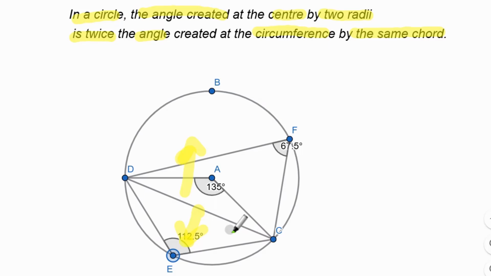And then also you realize that they are all being created by the same arc. This is in this direction and this is in the opposite direction. It will not work. It has to face the same arc. It has to be in the same direction.